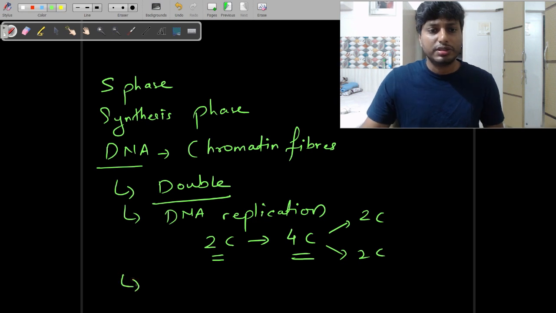Apart from this, dear students, there is going to be a synthesis of some important proteins in the S phase, which are nothing but the histone proteins.